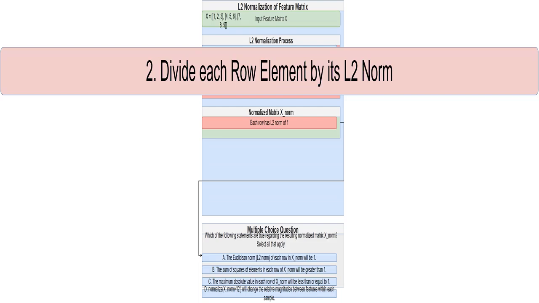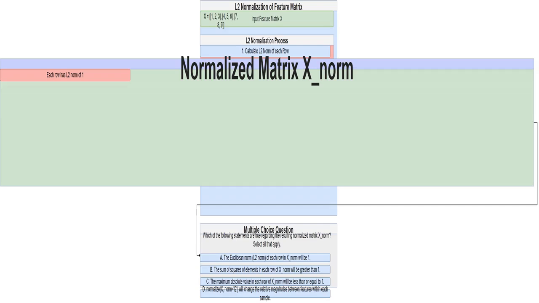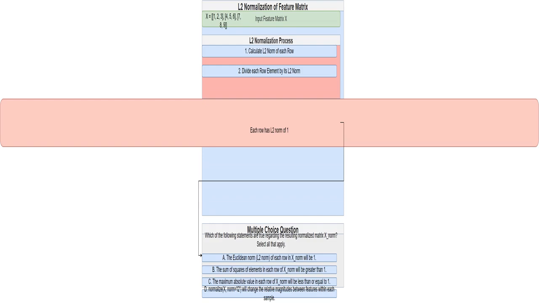Each element in a row is divided by the L2 norm calculated in the previous step. This process ensures that the length, L2 norm, of each row becomes 1. This is what we get after applying steps 1 and 2. It's the transformed version of the matrix X, where each row is now a unit vector, length 1. This is a key property of the L2 normalized matrix X_norm. Because of the normalization, the L2 norm, length, of each row will always equal 1.